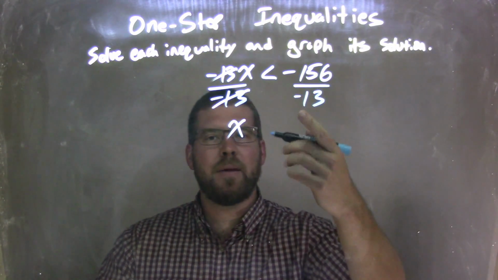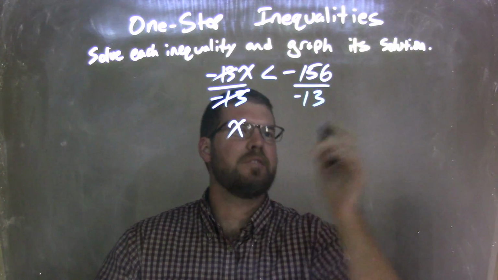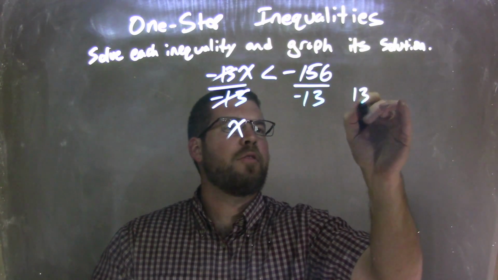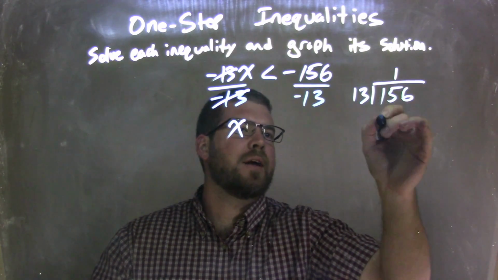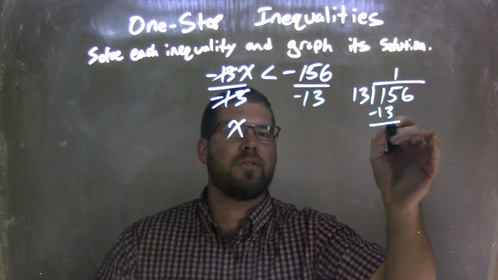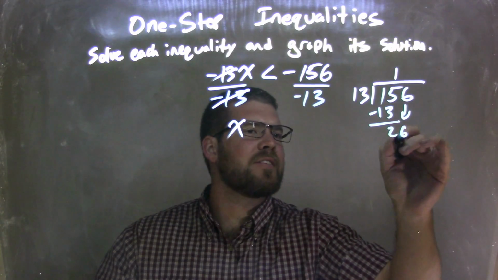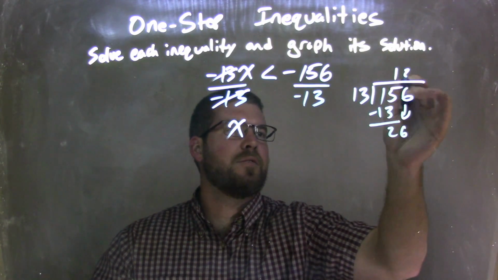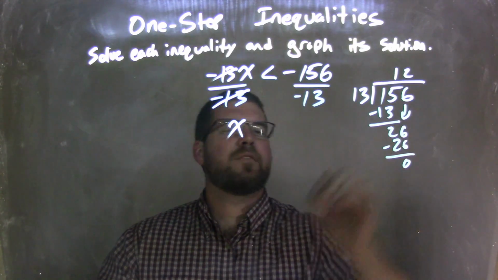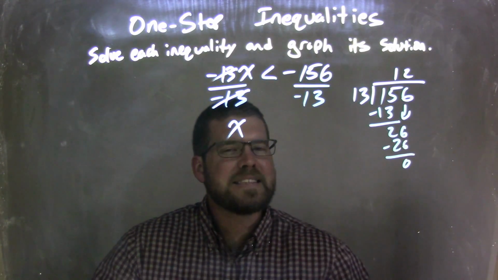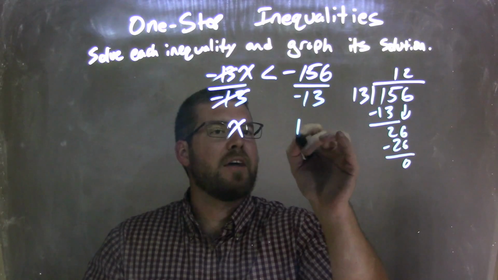Now we have a negative divided by a negative, which is a positive, right? So we know our answer is going to be positive. So I have 13 going into 156 here. 13 goes into 15 one time. 1 times 13 is 13. Subtracting, 15 minus 13 is 2. Bring down the 6 here. 13 goes into 26 2 times evenly. 2 times 13 is 26. And great, we're good. So we got 12. So 156 divided by 13 is 12, and it's a positive 12.